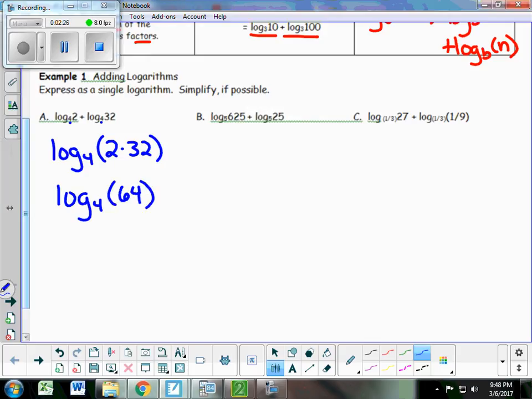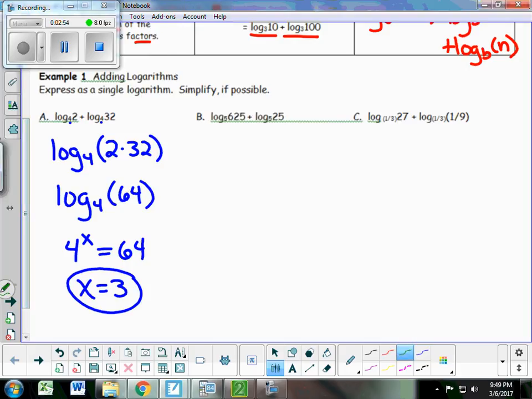All right. And now, what does this mean? If you remember, that means we have a base of 4, and it's being raised to some power we don't know, called x, and that's equal to 64. So what value is that? In this case, that's 3. It worked out perfectly. X is equal to 3. All right, let's try another.